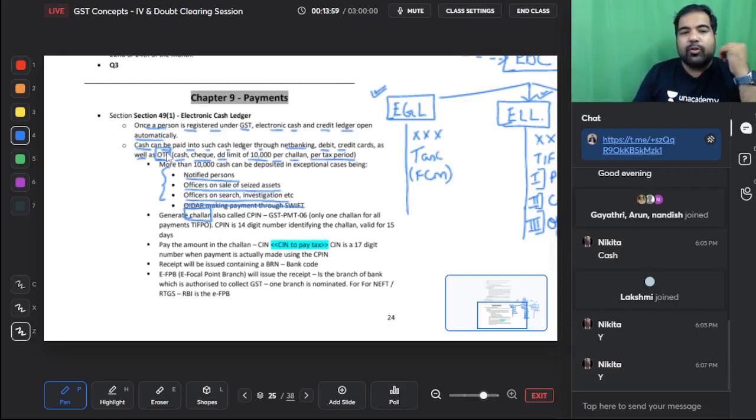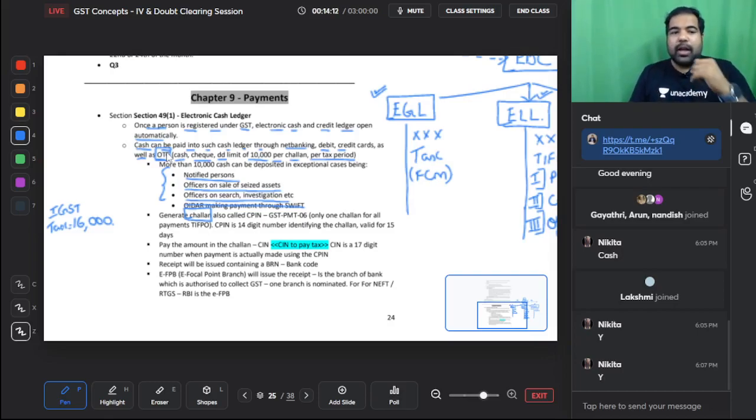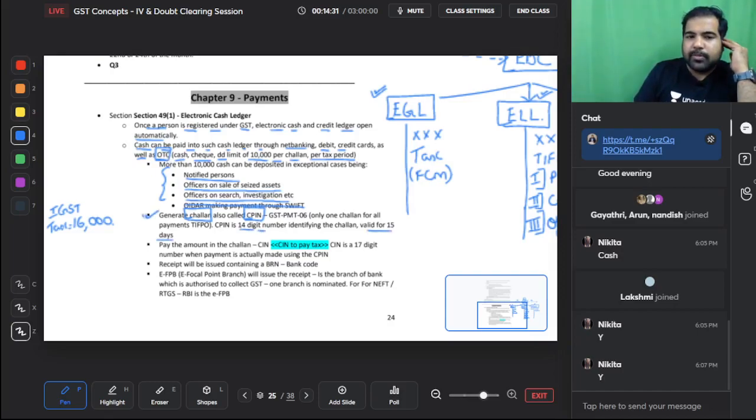Let's say you have to pay cash of IGST tax 16,000. Then you will generate a challan. In that challan, you will write your registration number, GST number, etc., and you will write that you are paying IGST tax of 16,000. So you will generate a challan, and when you generate it, you will get a CPIN, common portal identification number. The CPIN is a 14-digit number which is valid for 15 days. So you have not made the payment, you have only generated the challan here. That is called CPIN. It's a 14-digit PIN valid for 15 days.